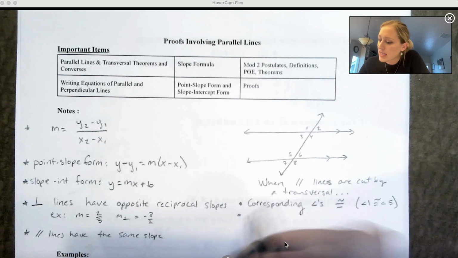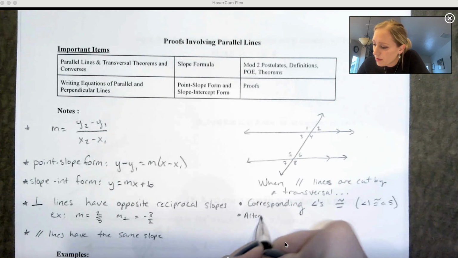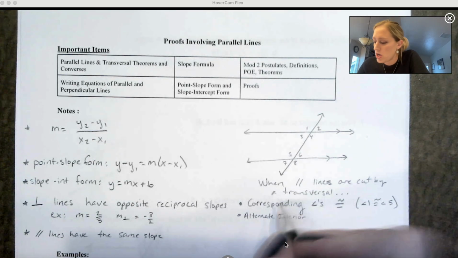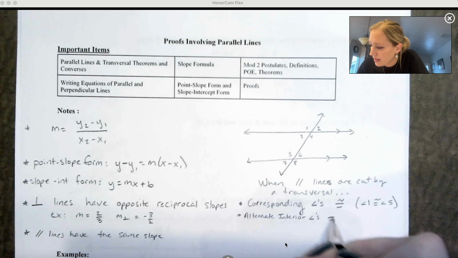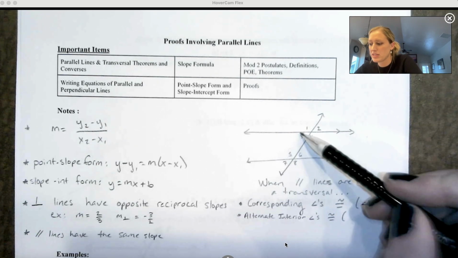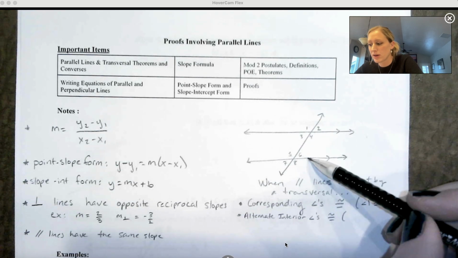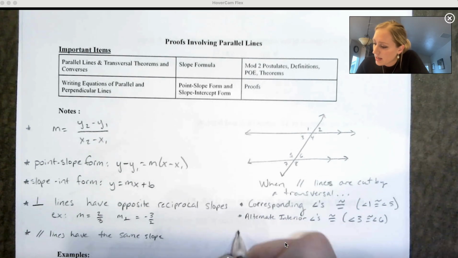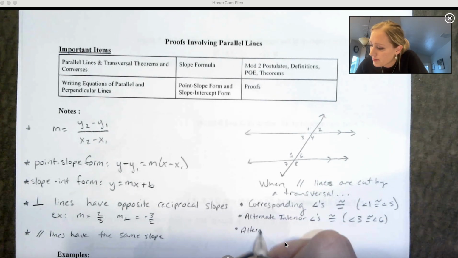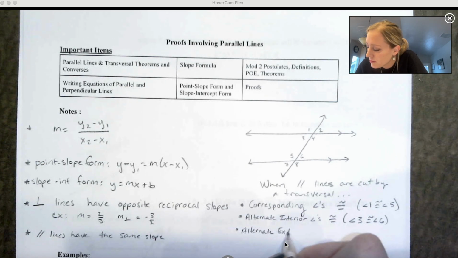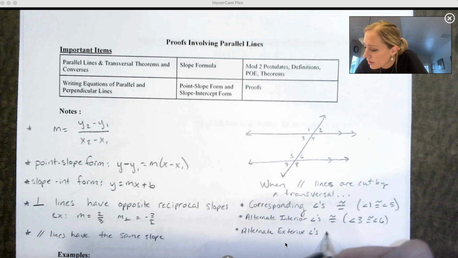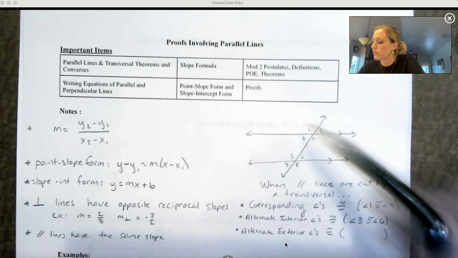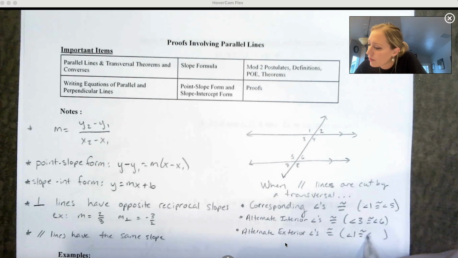What else I have is alternate interior angles. I'm going to write it out so you remember what these are, but you're welcome to use the abbreviations. Alternate interior angles are congruent. Alternate means either side of the transversal, but in between the parallel lines. So 3 and 6 would be an example. Angle 3 is congruent to angle 6. We have alternate exterior angles, which are congruent. Alternate still means alternate side of the transversal, but this time they're outside the parallel lines. An example of this would be angle 1 and angle 8.